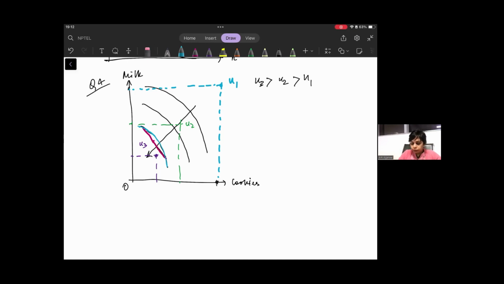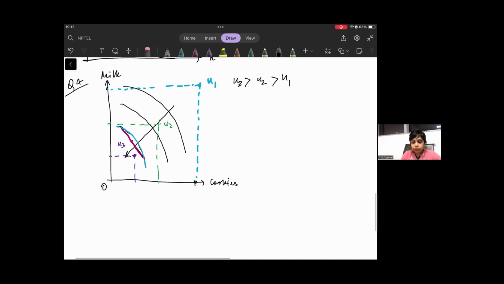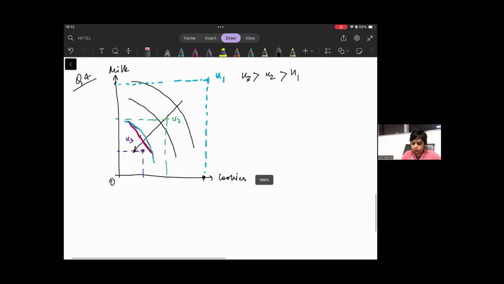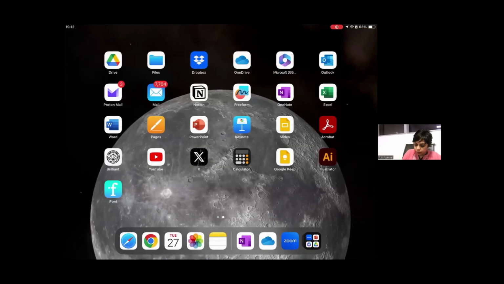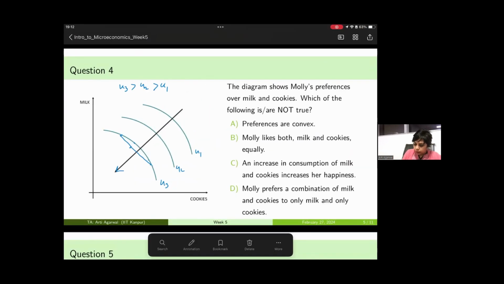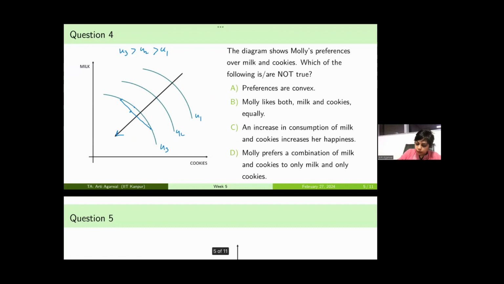Okay, I think we've spent a good amount of time on this. Is this still confusing or is this clear? So the preferences are convex. And what was the other question? There were some other statements in this. Yes, so preferences are convex is correct. Molly likes both milk and cookies equally. Is that correct? Do you think that is correct?